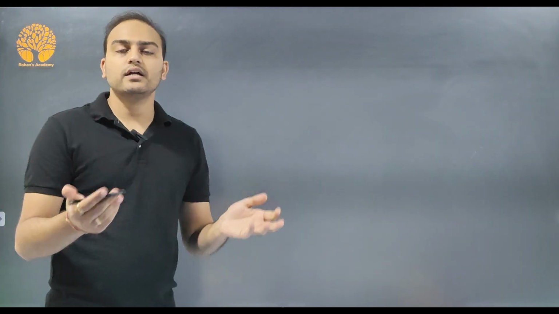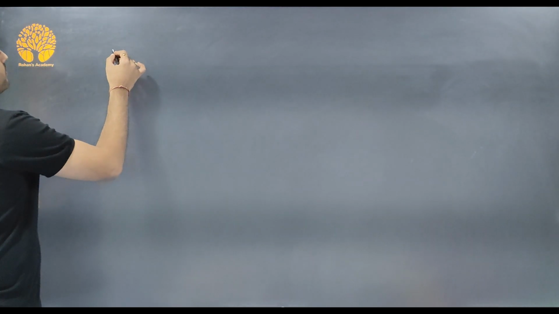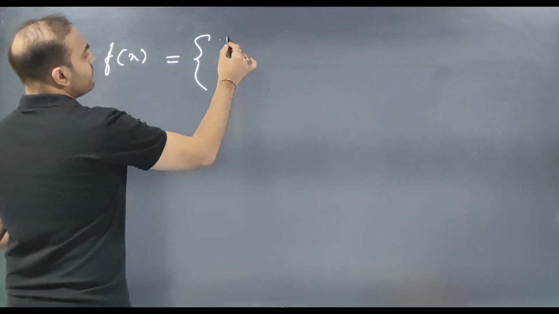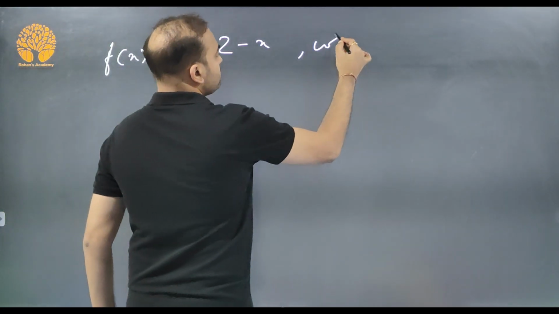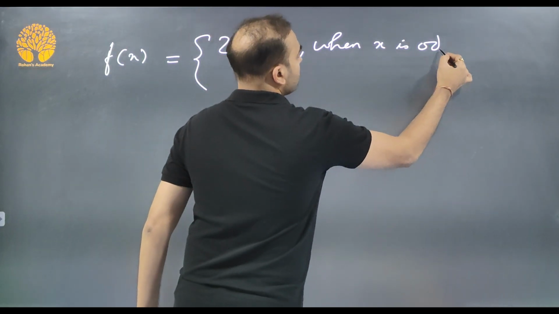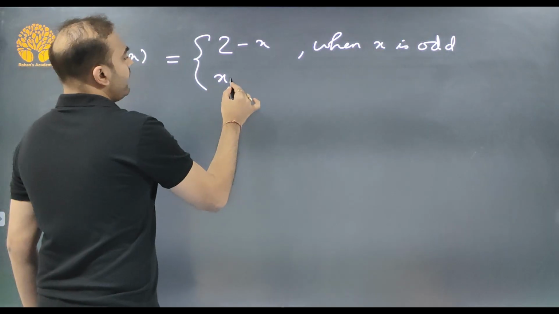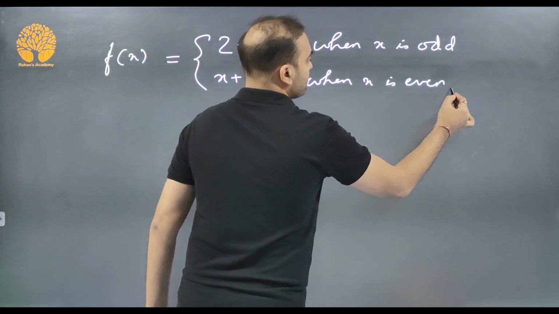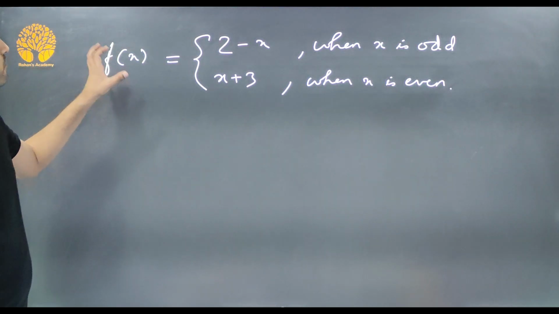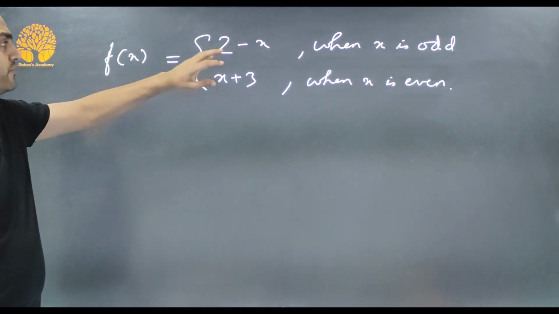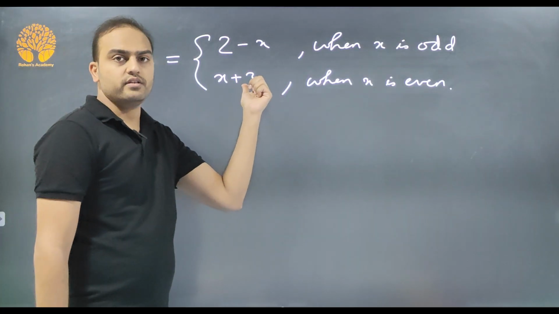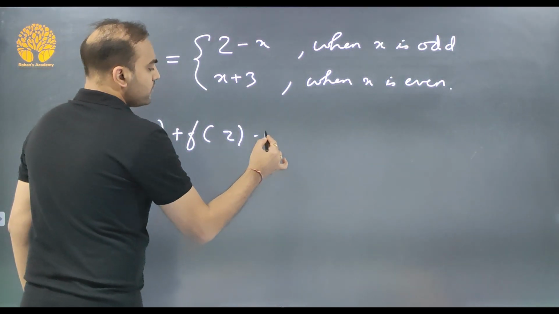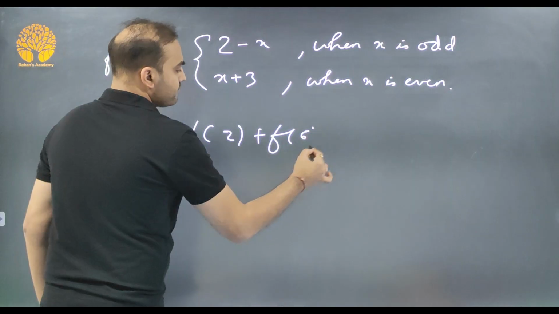Functions with certain conditions. Say for example, it's given that f of x is equal to 2 minus x when x is odd, and it is x plus 3 when x is even. So now you have the definition of function of x broken into 2 parts. If it is odd, it is this. If it is even, this. And then they ask what is f of 1 plus f of 2 plus f of 6.